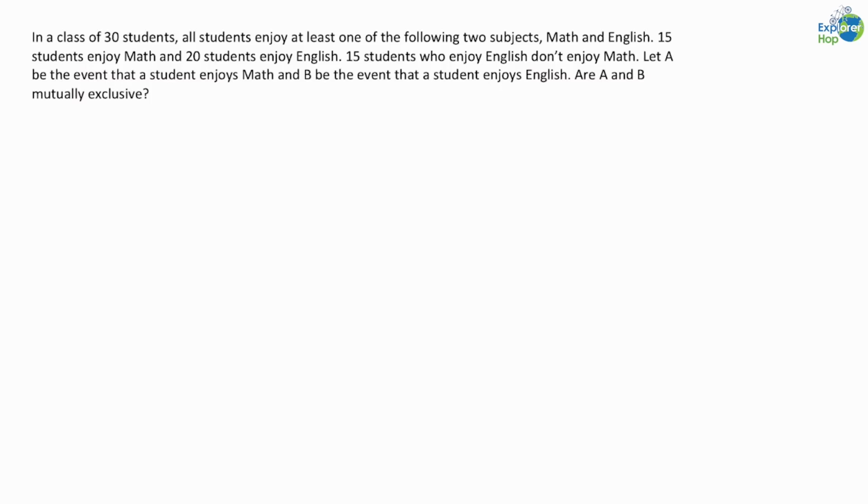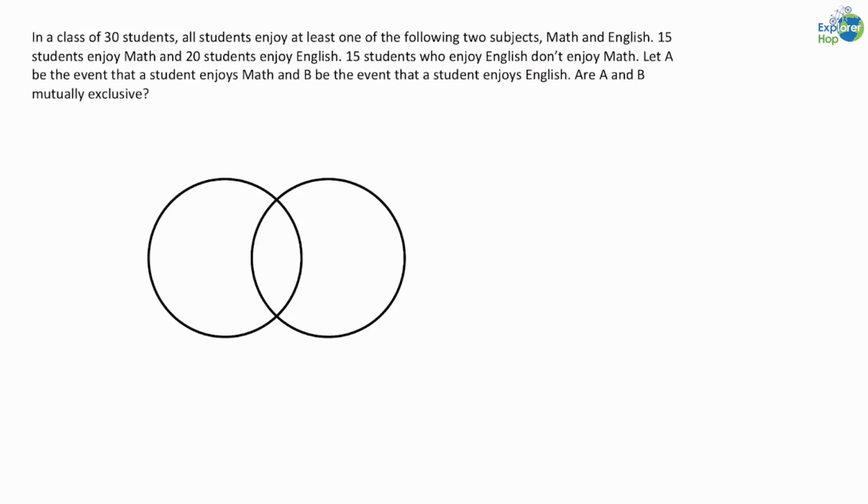So let's first start by constructing a Venn diagram to help us organize all the information that we're given. Now, after we've drawn a Venn diagram, we'll label the regions math and English. So we'll label the region on the left, math, and the region on the right, English. We can see from the question that 15 students who enjoy English don't enjoy math. From here, we can determine the number of students who enjoy both math and English.